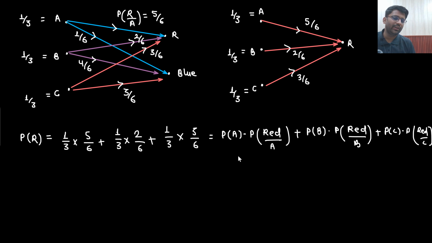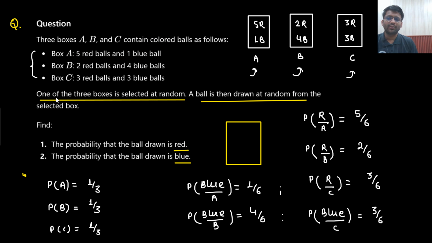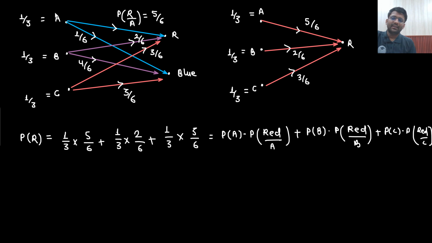Although you don't need to do this process in the examination hall, you will be very easily able to make the probability flow diagram. How will you make it? You would know that one of the boxes we need to select, and then we need to draw the ball, which could be either red or blue. That means the left-hand side will be box selection, and then red or blue. This is how you will make the diagram, and you will be able to get the answer.